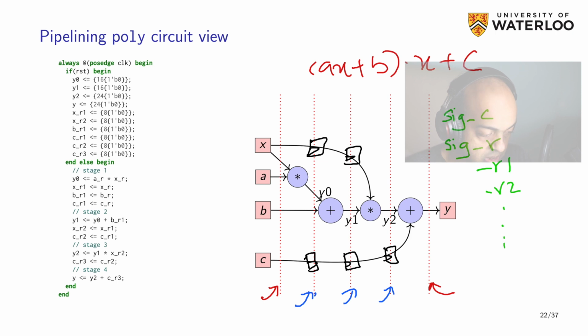Okay, so let's go step by step and look at what code corresponds to what computations in my pipeline. Let's look at what I see here as stage 1. Okay, so in stage 1, I am doing A times X.